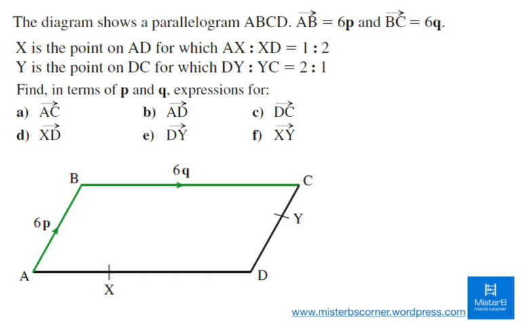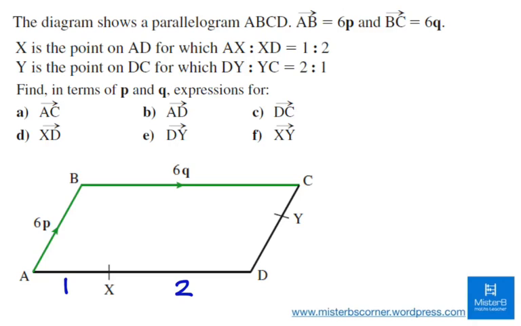Last example. Well, in this one, the diagram shows a parallelogram, and the vectors are given AB and BC in terms of P and Q. X is the point of AD for which AX to XD, the ratio is 1 to 2. So this is 1, this is 2.